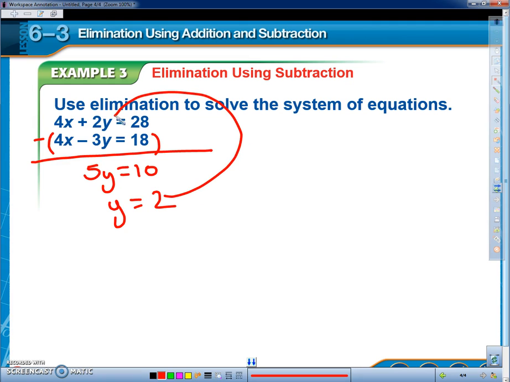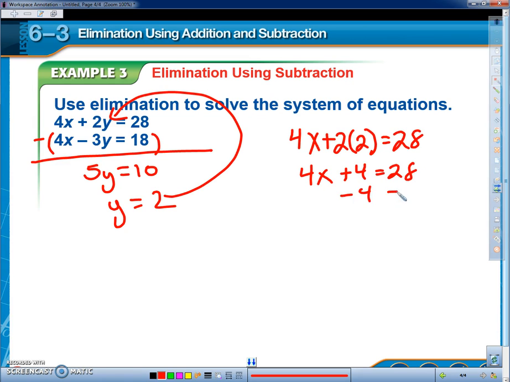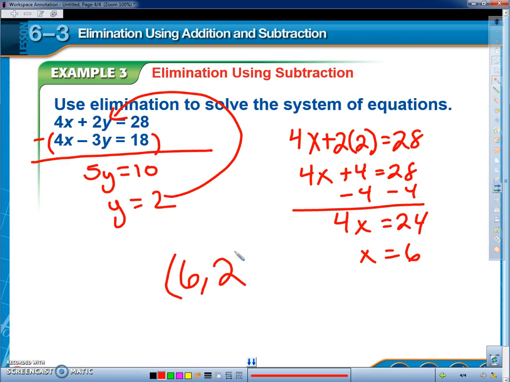Now I'm going to take the 2 and I'm going to put it back in for y. I could use either one right there. I'm going to use the top one. 4x plus 2 times 2 equals 28. 4x plus 4 equals 28. I'm going to subtract 4 from both sides. 4x equals 24. X equals 6. So my solution to this would be 6, 2. That is my answer to this system of equations.